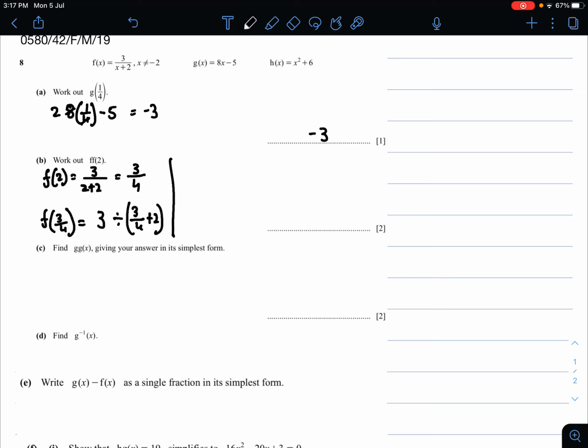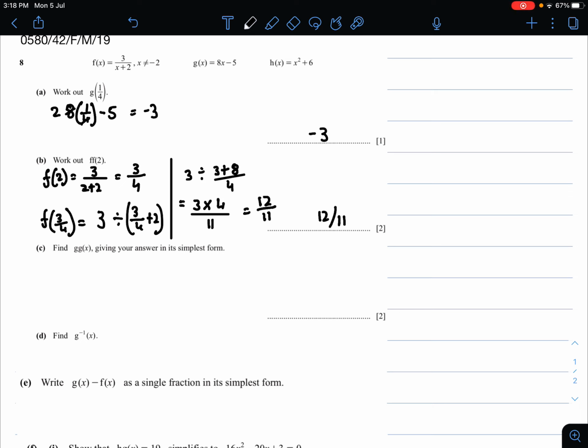So let's simplify now. If we take the LCM, we will get 3 divided by 3 plus 8 divided by 4. So 3 divided by 3 plus 8 by 4, so 3 multiplied by 4 divided by 8 plus 3, which is 11. Therefore final answer being 12 divided by 11.